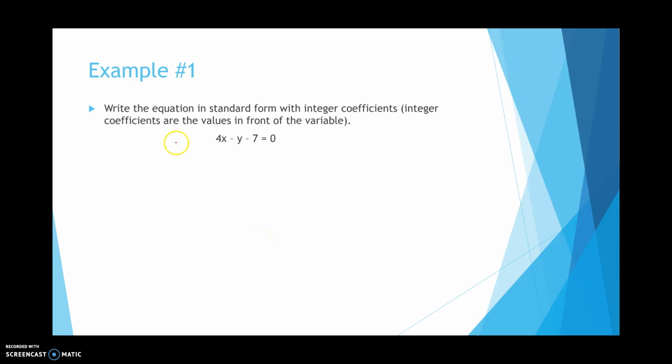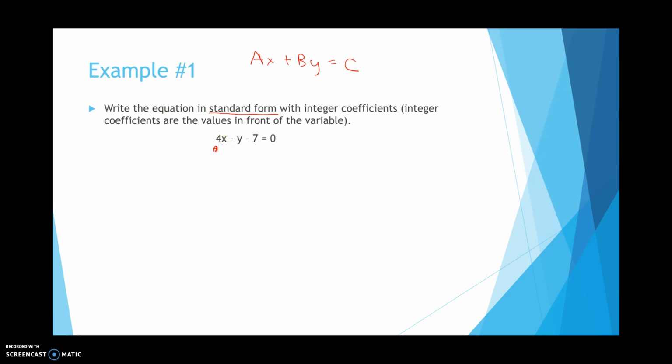So first, we have this situation. It says write the equation in standard form with integer coefficients. Integer coefficients are the integers, the numbers, in front of the variables. So we're going to put 4x minus y minus 7 equals 0 in the standard form of ax plus by equals c. Whatever number is in front of the x is your a.